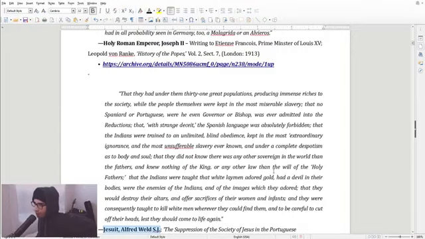That the Indians were taught that white laymen adored gold, had a devil in their bodies, were the enemies of the Indians, and of the images which they adored, that they would destroy their altars and offer sacrifices of their women and infants, and they were consequently taught to kill white men wherever they could find them, and to be careful to cut off their heads lest they should come to life again. Guys, think about it today. Everyone hates white people. Not everyone, but you know what I'm saying?